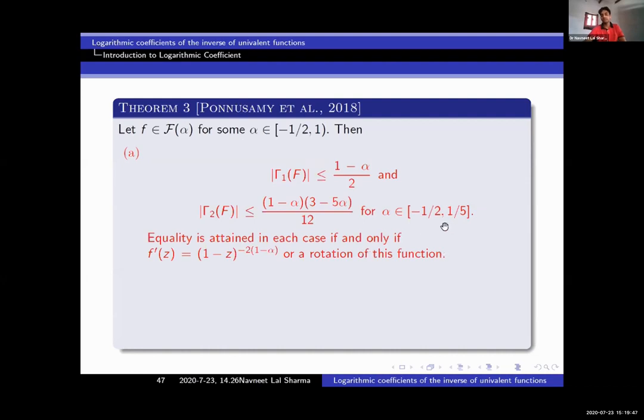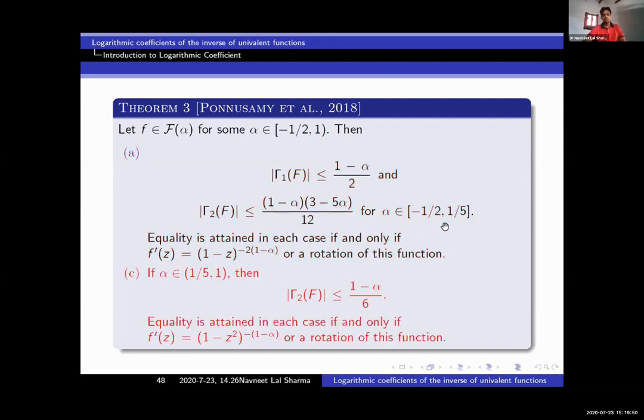What about the rest of the values? For the rest of the values, we have another result: modulus of gamma 2 is less than or equal to (1 minus alpha) by 6. And here we can see that in both cases, the inequality holds for the function f prime equal to (1 minus z) to the power this, but for this function, the extremal holds for another function.